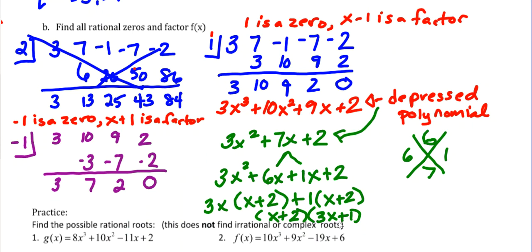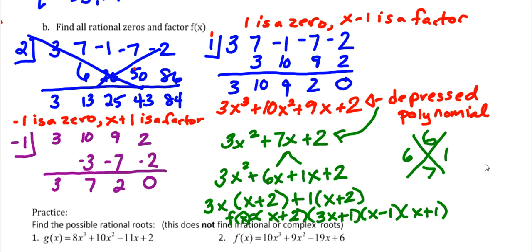The other factors come from my previous statements. X minus 1 is a factor and x plus 1 is a factor. So I have x minus 1 and x plus 1. And I can put f of x equals in front. F of x equals. So here's my factored statement.